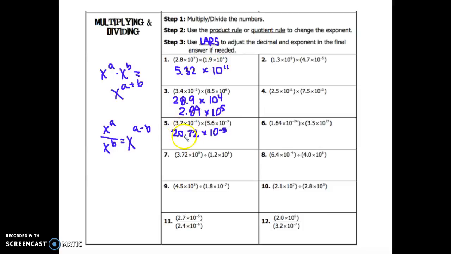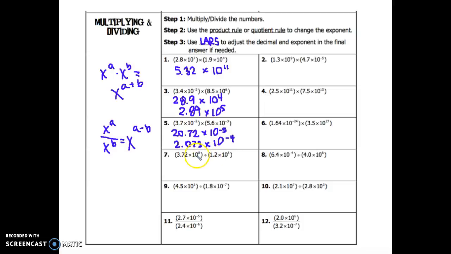Again, I have 2 numbers left of the decimal. In scientific notation, I'm only supposed to have 1. So I'm going to move the decimal. Notice that I'm moving my decimal to the left. Again, that means I need to add. So -5, add 1 makes it 10 to the -4 as my final answer.